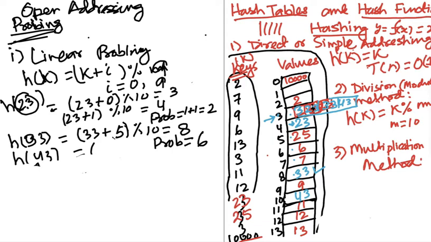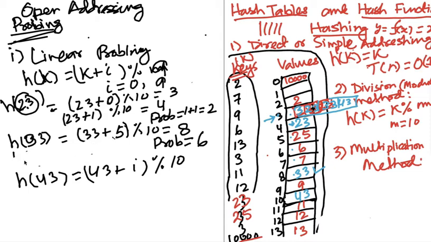Okay, so now say for a key of 43. 43 equals 43 plus i mod 10, right? So what i value will be good for this 43? Actually we see that for i, 0 does not work, 1 does not work, 2 does not work, 3 does not work, 4 does not work, 5 does not work, 6 does not work.